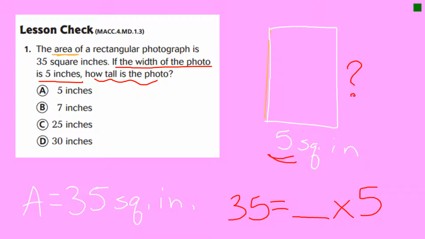All right? You know it, don't you? I know you know it. 7 inches. Awesome. Yeah, very good, you guys. You're really putting together a lot of things you've learned in this chapter. All right, let's go to the review.